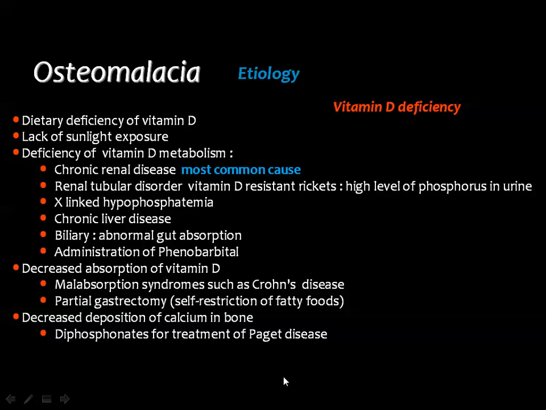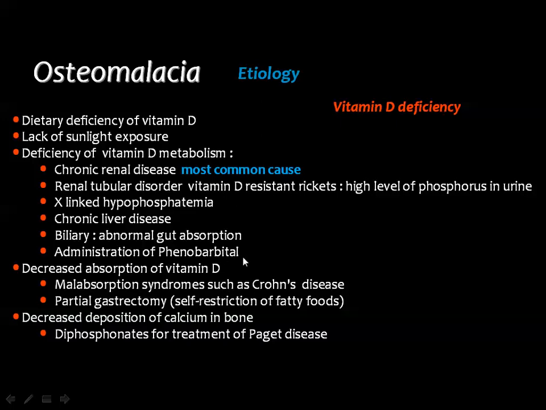And all causes that can lead to vitamin D deficiency are involved in the development of osteomalacia, like dietary deficiency of vitamin D, lack of sunlight exposure, deficiency of vitamin D metabolism. The most common cause is chronic renal disease or renal failure. Also, renal tubular disorders, X-linked hypophosphatemia, chronic liver disease. The liver is also a part in the metabolism for activation of vitamin D in the human body.